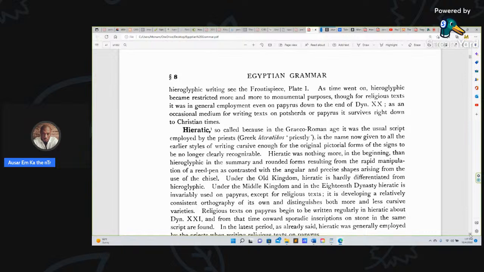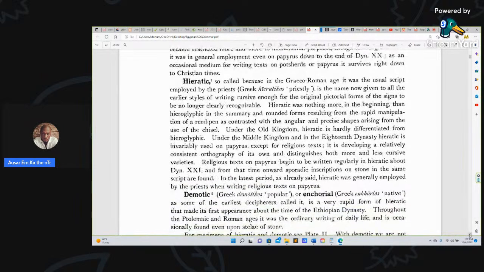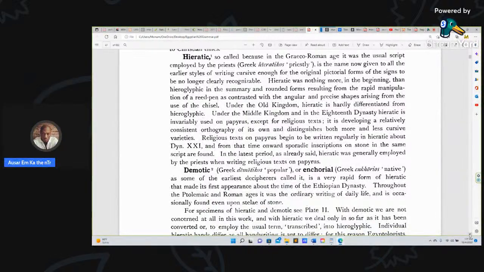And we can read the hieroglyphic, can't we? Right. Let's keep going. The next form, hieratic. So-called because in the Greco-Roman age it was the usual script employed by the priests.